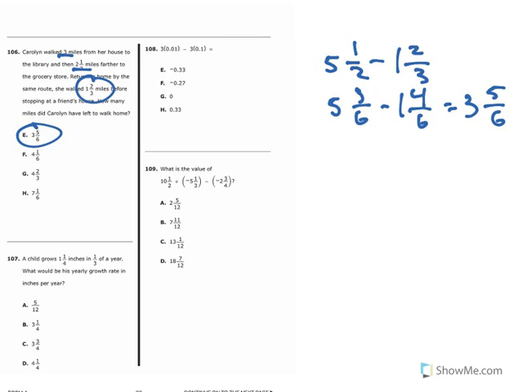All right, back here, inches per year. I'm going to go back to my inches divided by years.